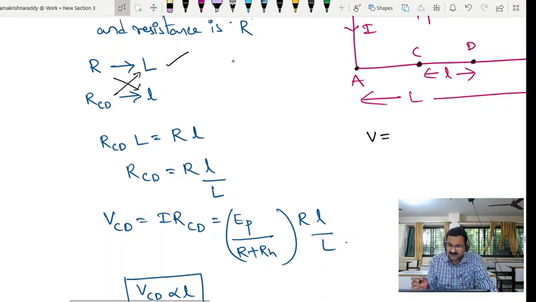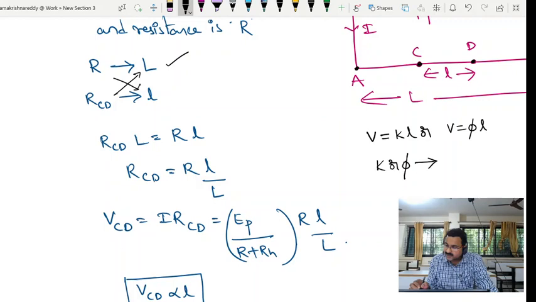Many different symbols are used. K L we are writing there, or V is equal to phi L. Like this we can write. What is phi or K indicating there? Potential gradient.